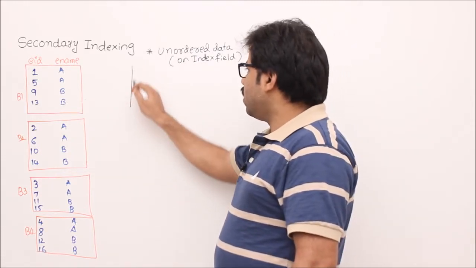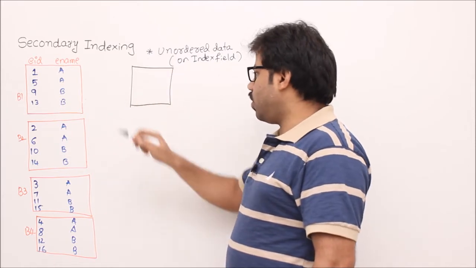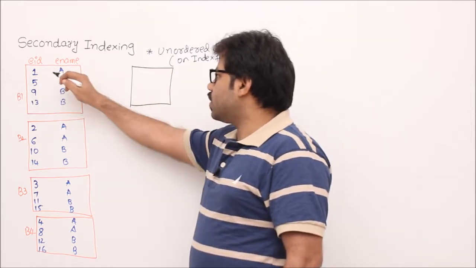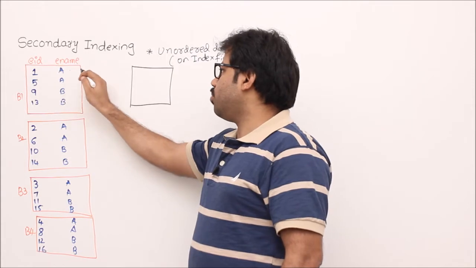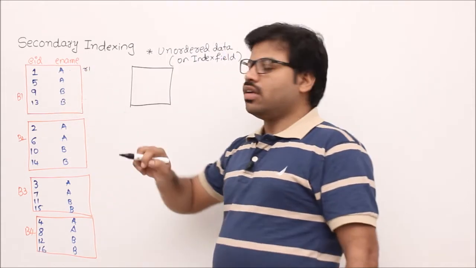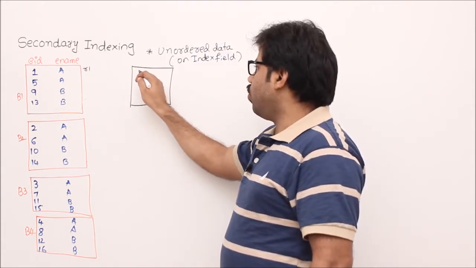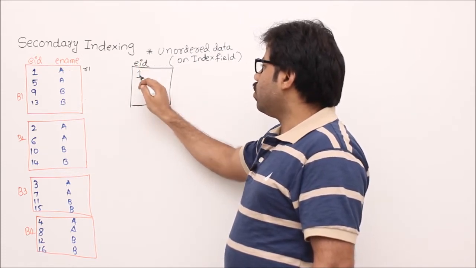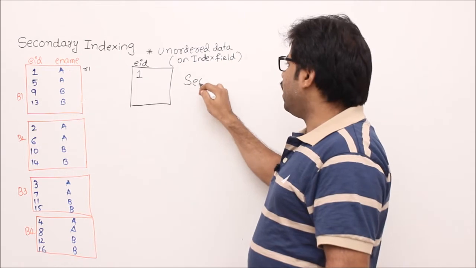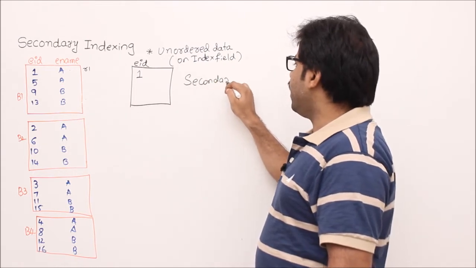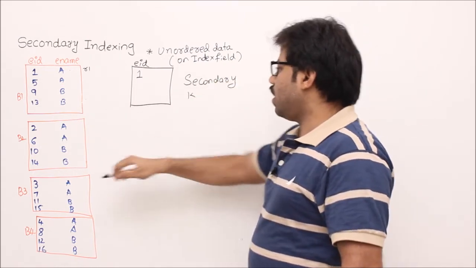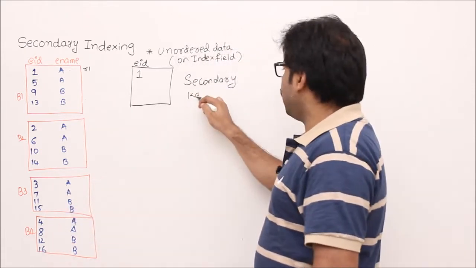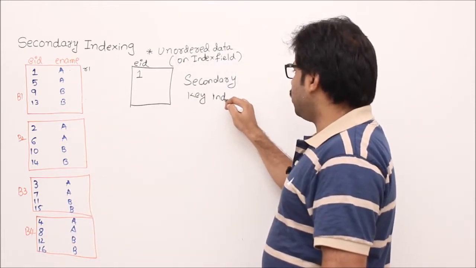So first of all, in my first page or first block of the index, I create an index entry for the first record. Let's say this is record number 1, R1. So here I do like this. Employee ID 1 is the key value. Because it is secondary key indexing, right? In secondary key indexing, the index is on a key field. That's why now the index is on the employee ID field.